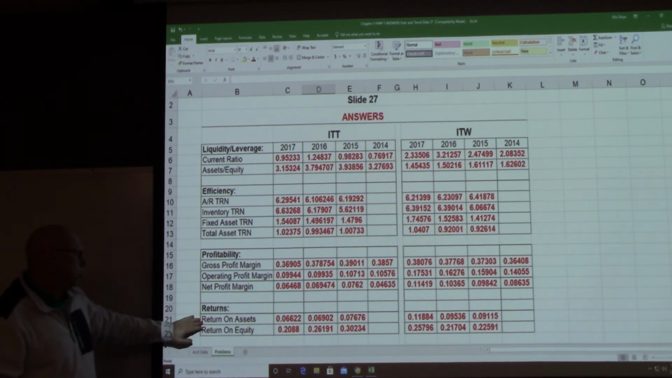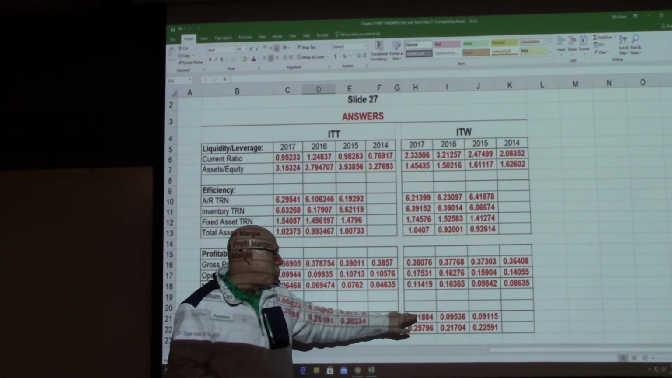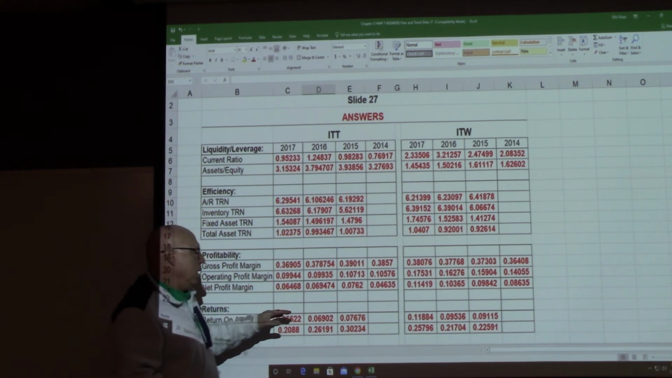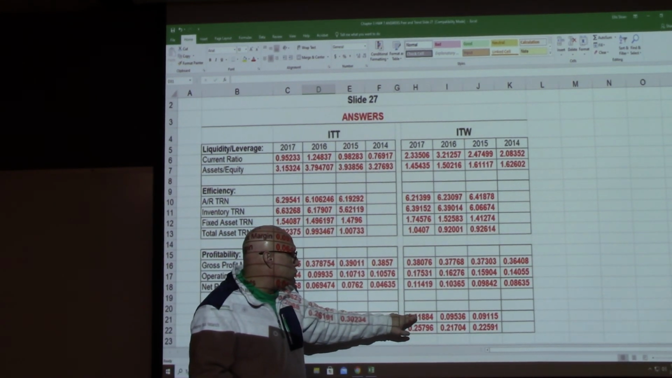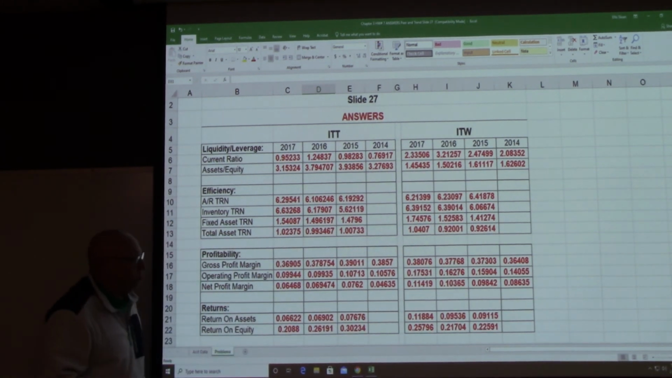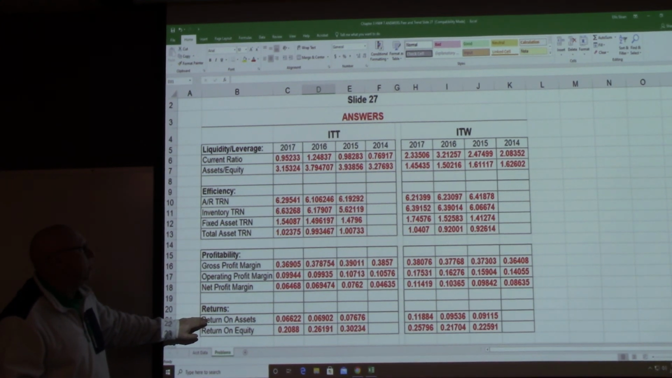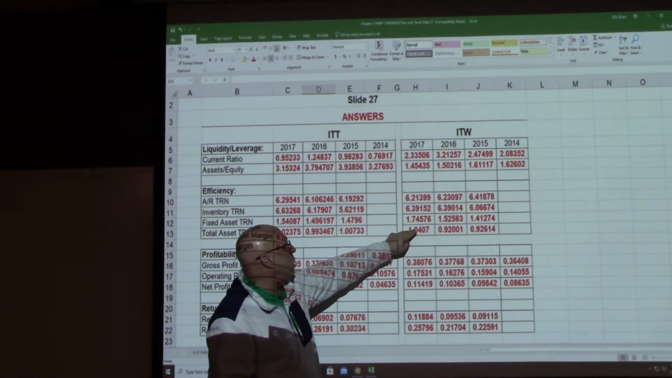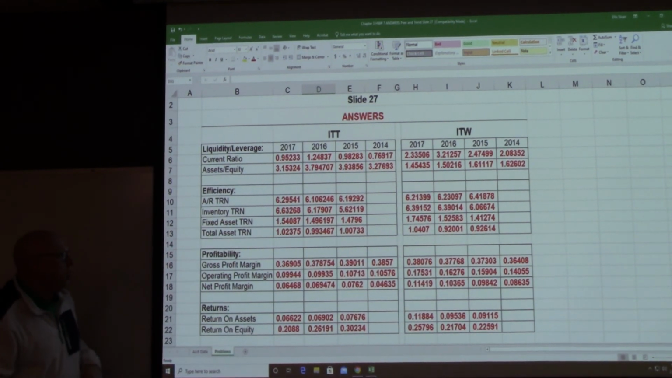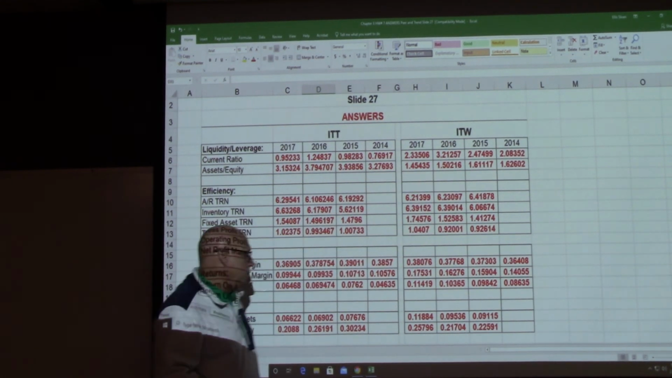All right, now let's look at return on assets, 6.6% versus 11.88%. Much higher return on assets, and the reason for the high return on assets is the higher profit margin. Remember, return on assets is profit margin times efficiency. And efficiency is pretty close, but profit margins are much better. Net profit margin percentage much higher. And so return on assets, ITW is the victor.